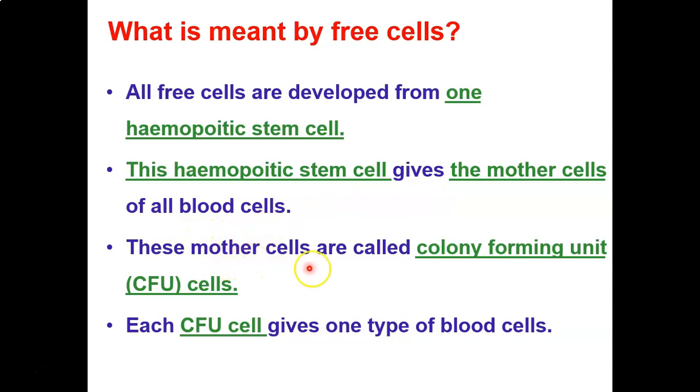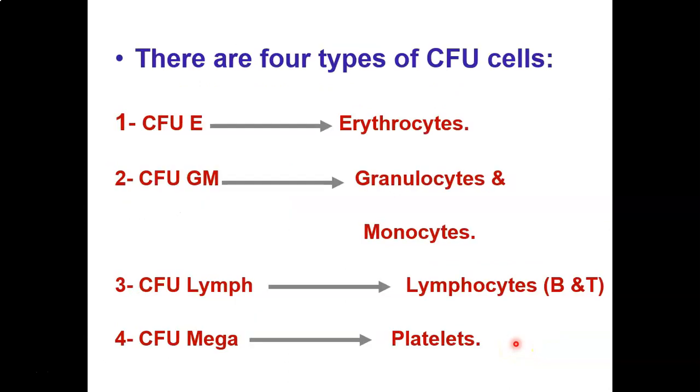These mother cells are called colony-forming unit. Colony-forming unit cells. And then each colony-forming unit gives one type of blood cells. How do we name the colony-forming unit? We name the colony-forming unit according to the end cell. If the colony-forming unit will give red blood cell, which is called erythrocyte, I call this colony-forming unit E.